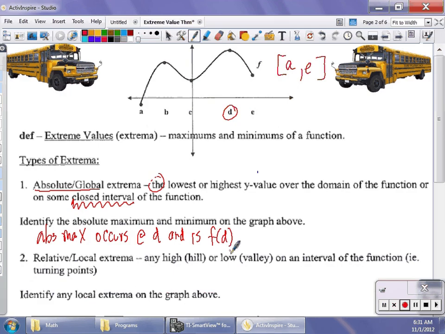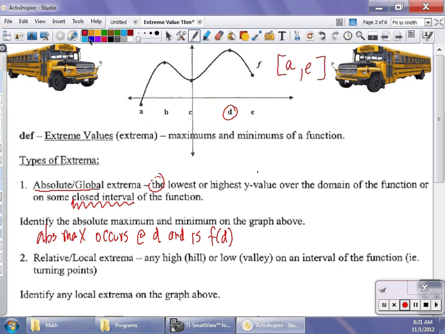It occurs at D, but the absolute maximum, because the maximum is a y value, is f of D. We don't know the actual numeric value, but we know that if we wanted to compute the numeric value, we would substitute the x value into the function. So the highest y value occurs at x equal to D, that's your input, and the actual maximum is f of D, that's your output.